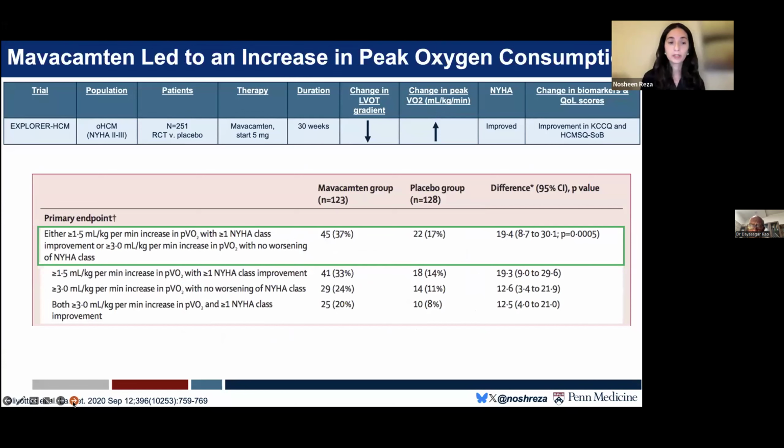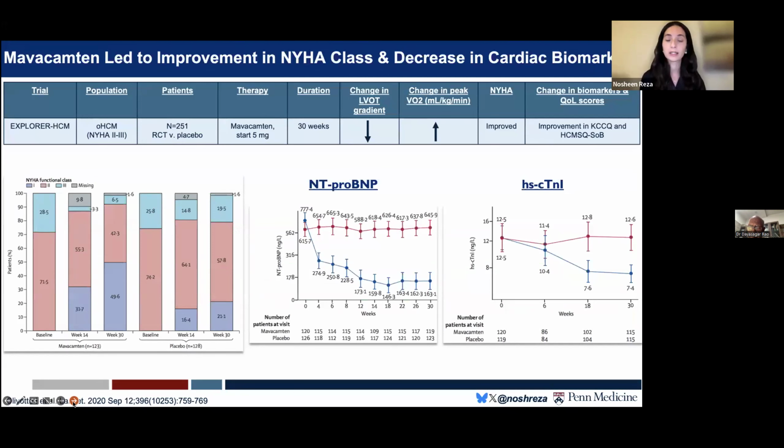And then, of course, assessments in functional status as measured by the New York Heart Association scale favored mavacamten over placebo, and biomarkers were assessed as well. You can see significant reduction in NT-proBNP and high sensitivity troponin with treatment with mavacamten.